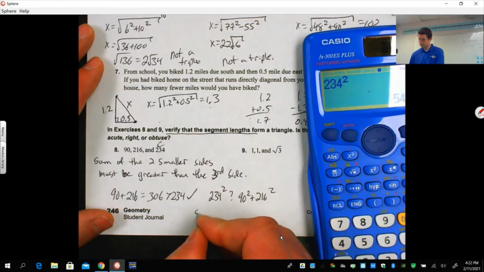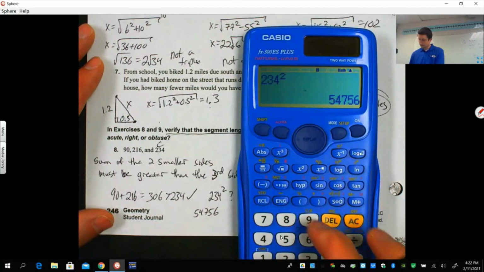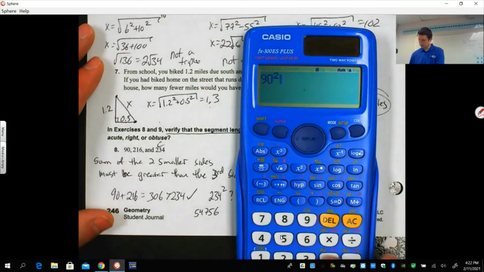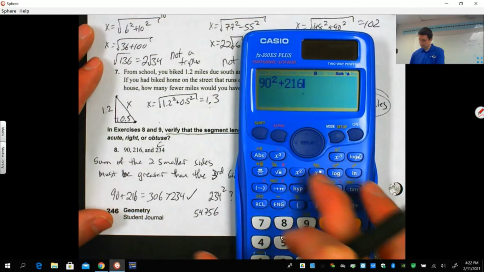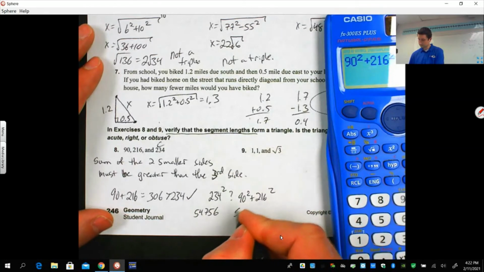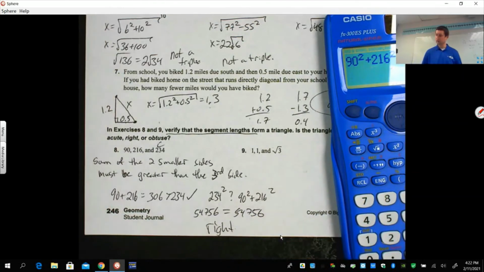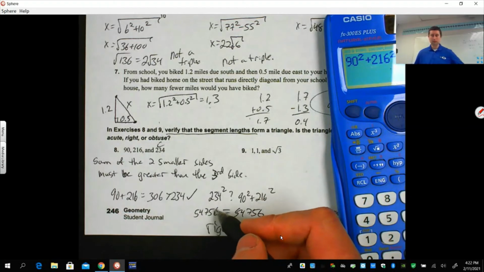234 squared is 54,756. And then we need to do 90 squared plus 216 squared, which is 54,756. So they're equal. That makes it a right triangle. If c squared is less than, remember that's acute. If it's greater than, it's obtuse.